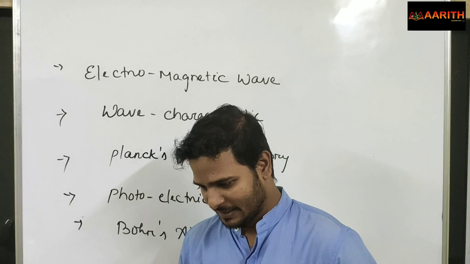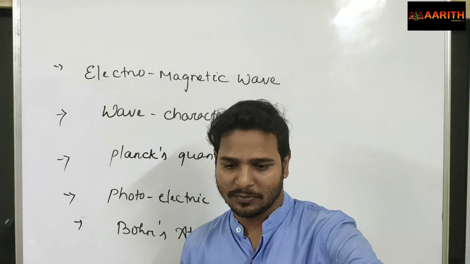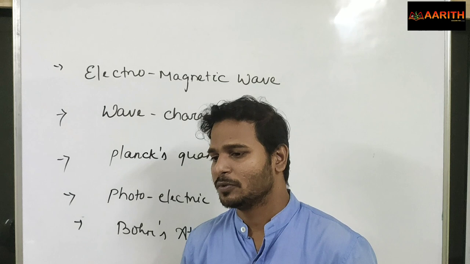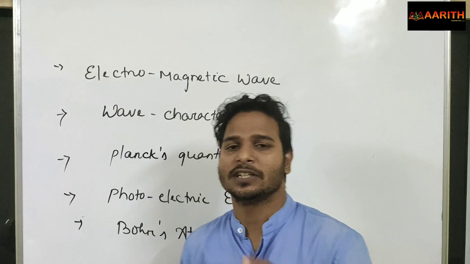We already discussed Thomson's model, Rutherford's model. We analyzed the limitations in Rutherford's model: when a charged particle is continually moving, it emits radiation, so it can fall into the nucleus. Up to that limitation, we developed Bohr's theory and analyzed all the postulates. Fine. So this is very important. So we start our class from the electromagnetic wave. What is wave?